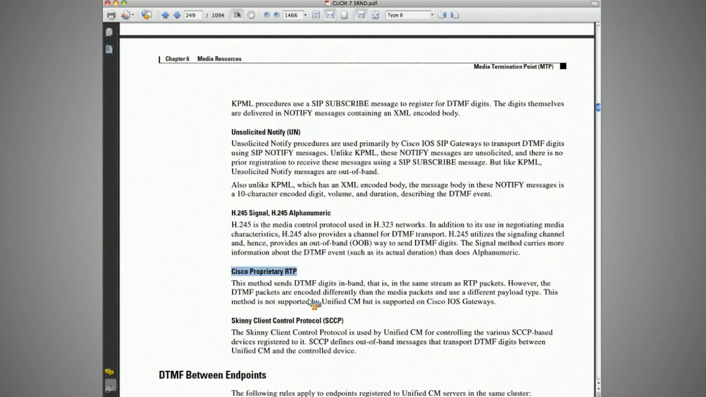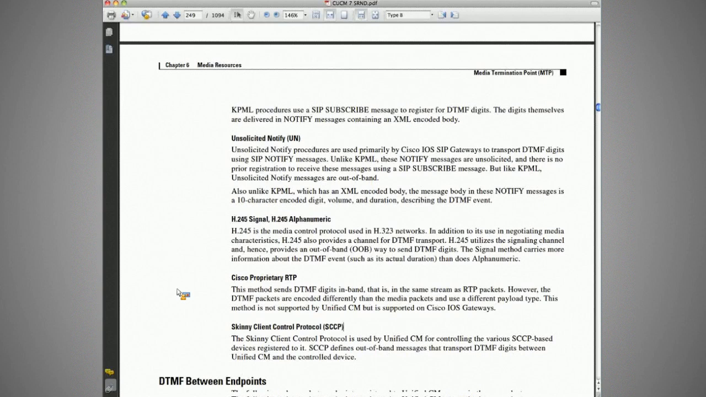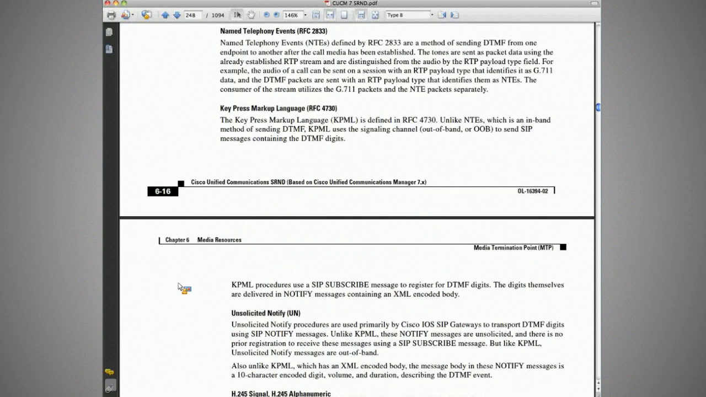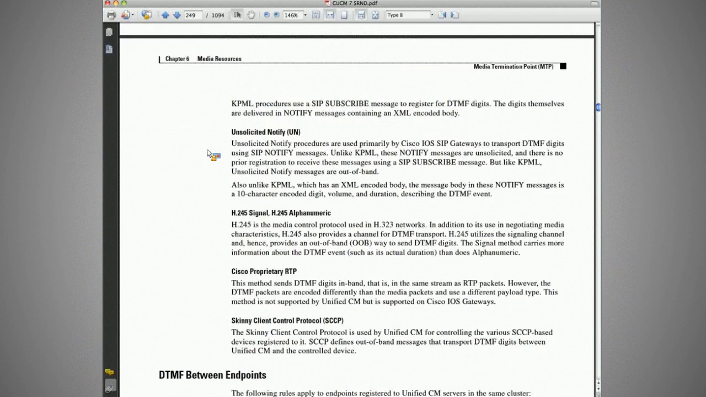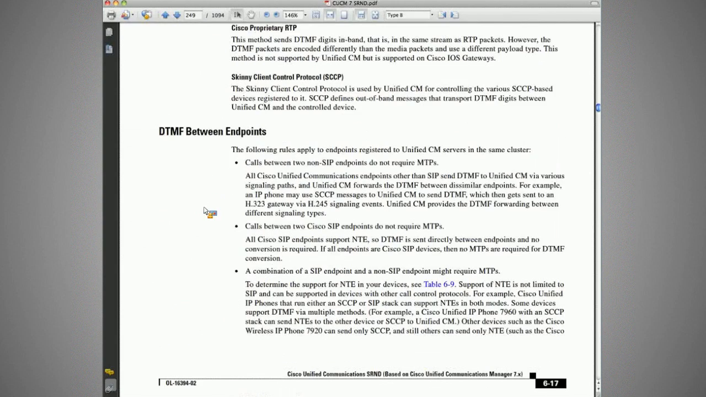There's Cisco proprietary RTP. The gateways support this, but CUCM does not support it. Okay? Not supported by CUCM, but it is supported on the iOS gateways. And then the skinny control protocol, it actually supports out-of-band DTMF itself. So mainly we need an MTP if we're using either some form of an in-band or named telephony events RFC 2833, or if we're going between the two.